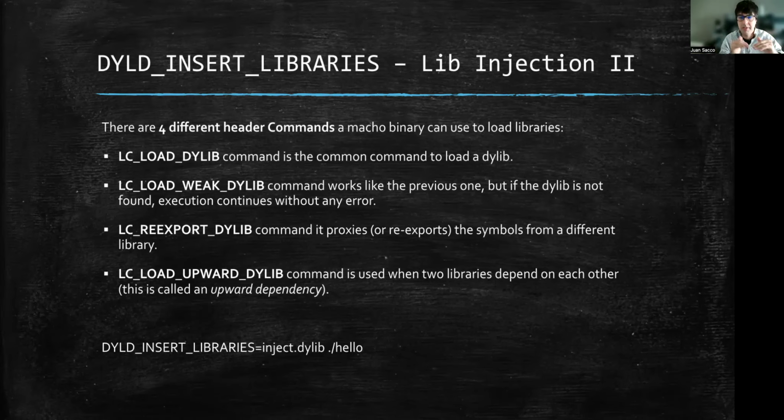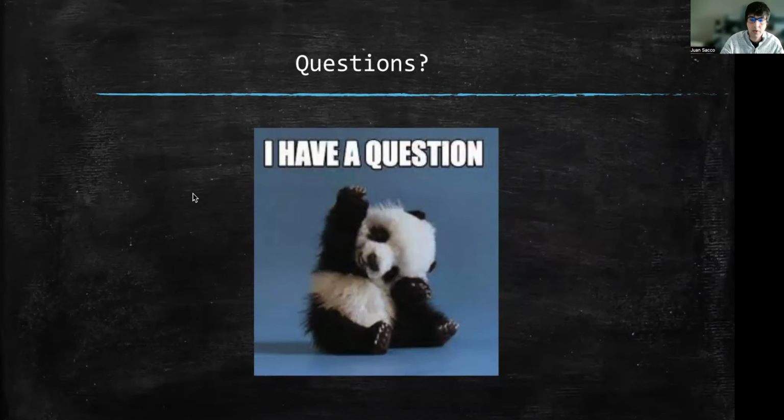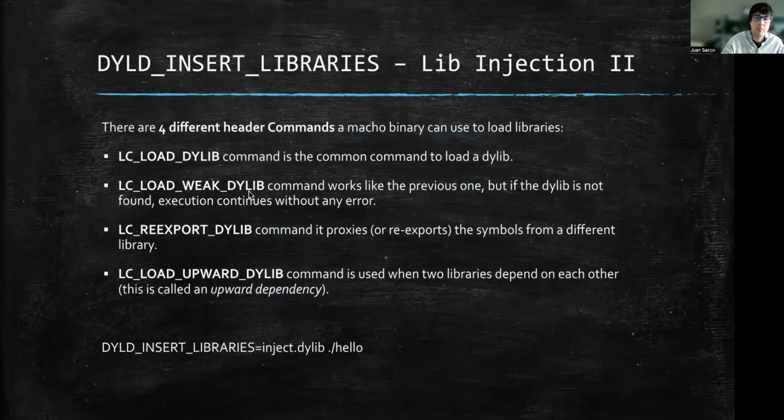So when there is a dependency, you will see these commands if you use programs like Procmon for Mac, and then you will see these commands being listed. And the most common one that you will see out there is LC_LOAD_DYLIB. This is the command that you will see mostly.